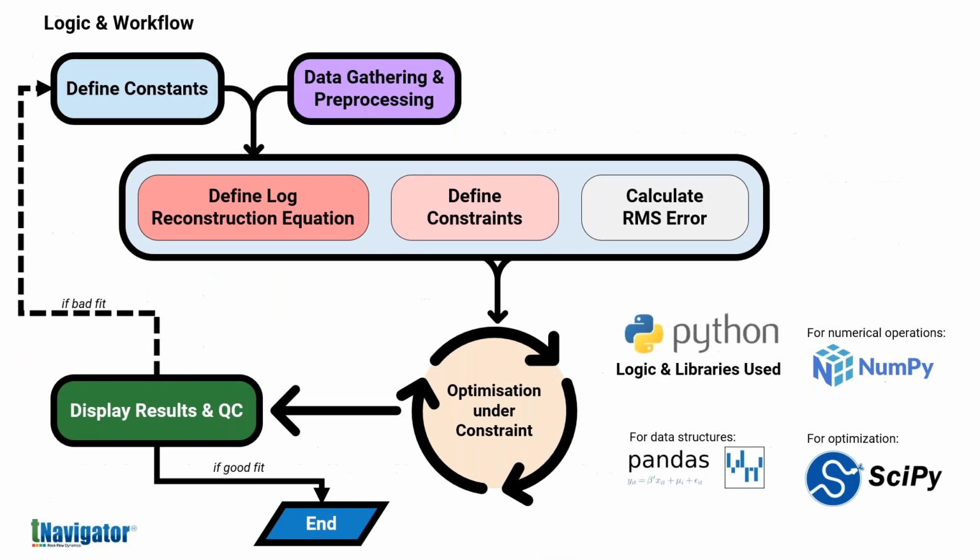So we define those constants, and we're going to gather our data. We then need to create all the equations we just showed on the last page, reconstructing them by typing them into Python. Then we calculate the error and optimize on these errors. To do this, we bring in a number of Python libraries, such as NumPy for numerical operations, pandas for data structures, and SciPy for optimization. We can then display these results and QC them once we've optimized on the error to get the best result.